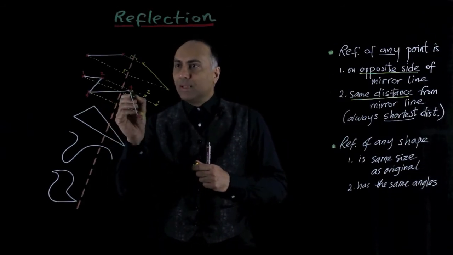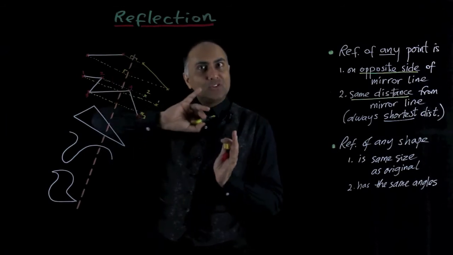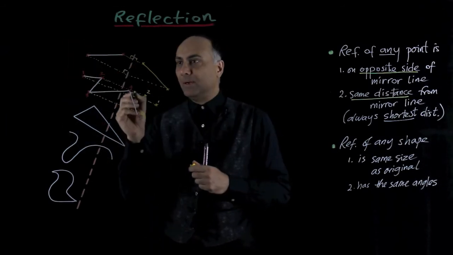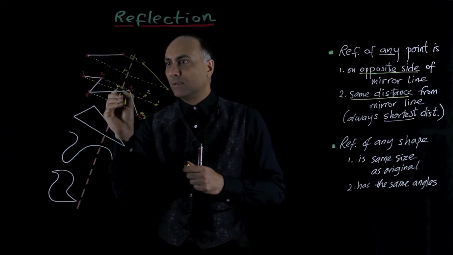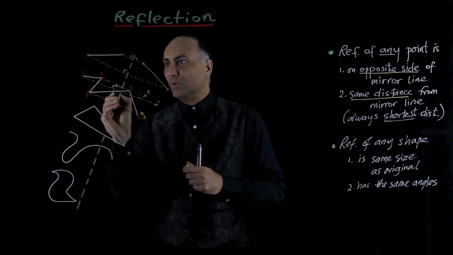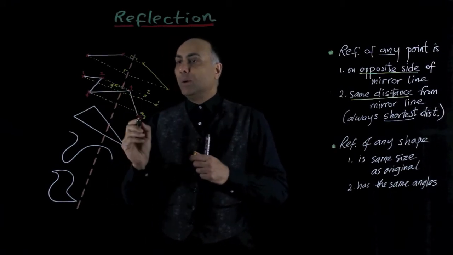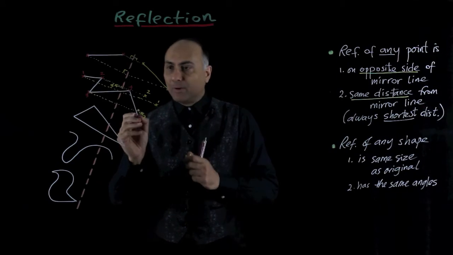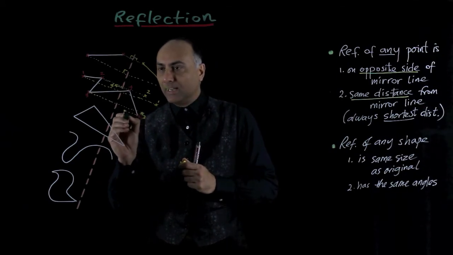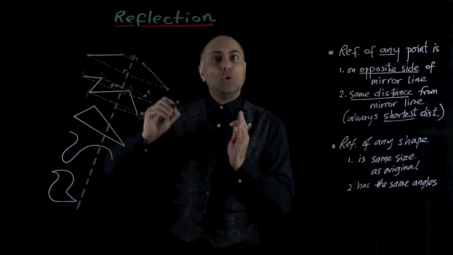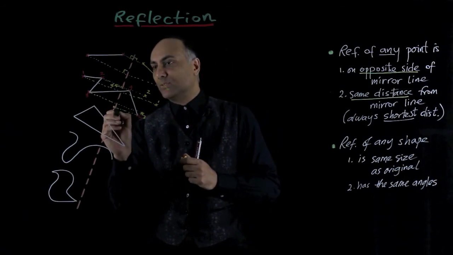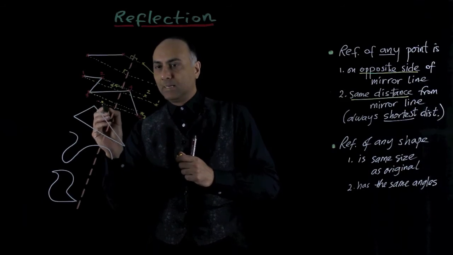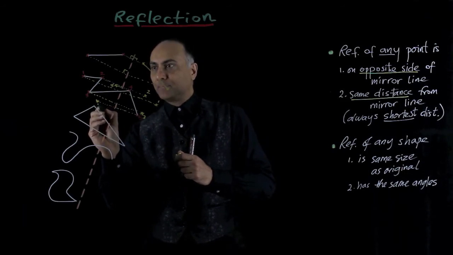So 4 is to the right of the mirror, so its reflection will be on the left side of the mirror. So I'm estimating it's going to be there, the reflection of point 4. And point 5 is also to the right of the mirror, so its reflection also will be to the left of the mirror. So the reflection must always be on the opposite side of the mirror. That, if you like, is the first rule of reflection. And I'm estimating it to be there.